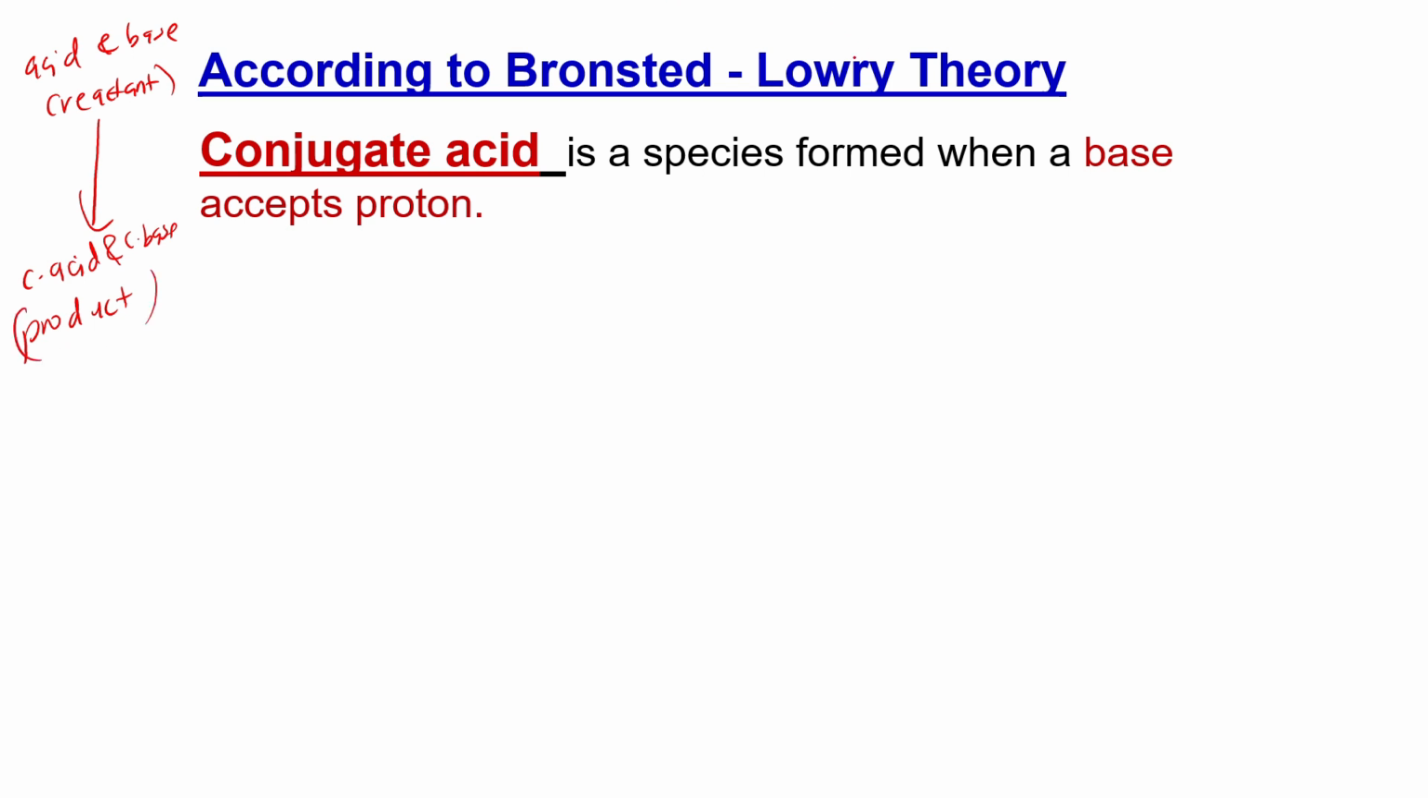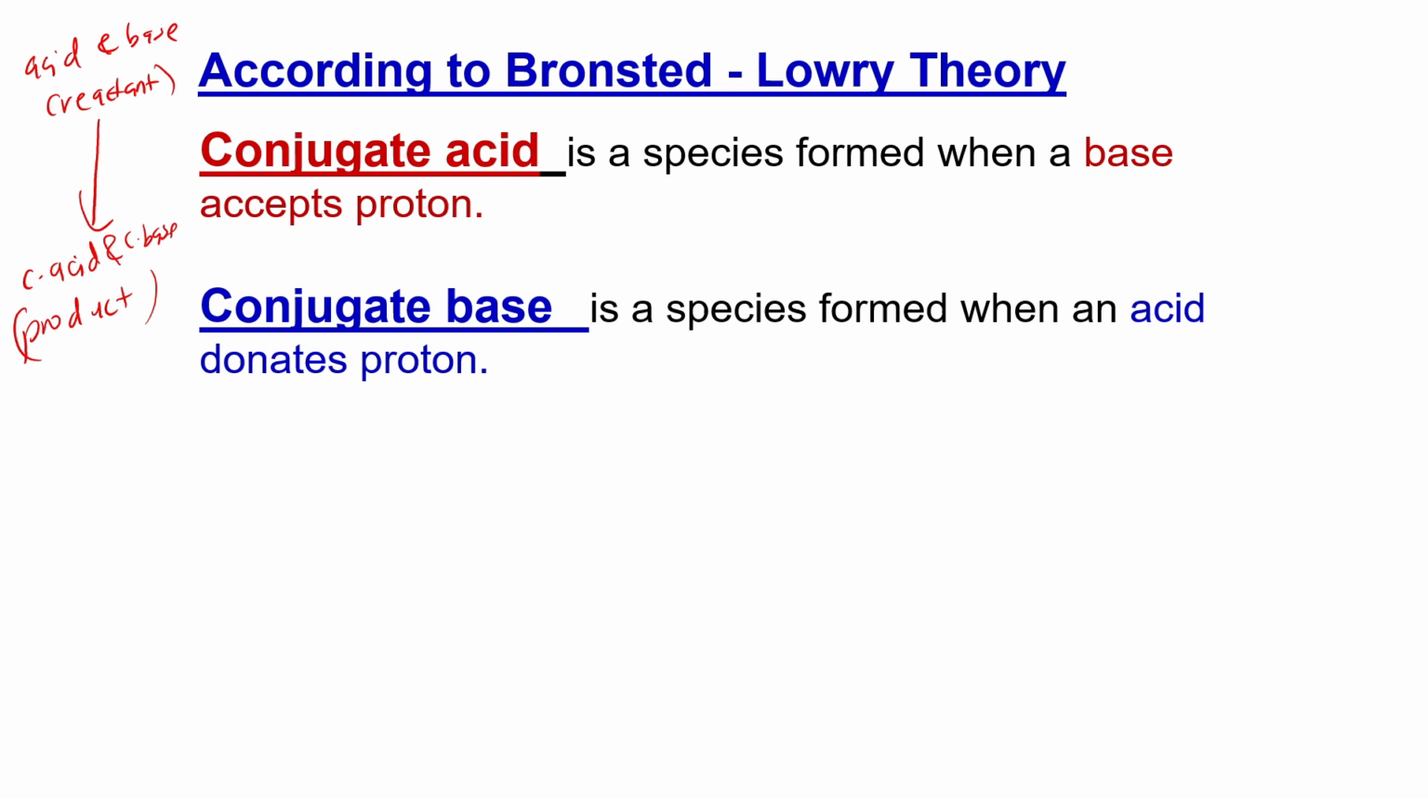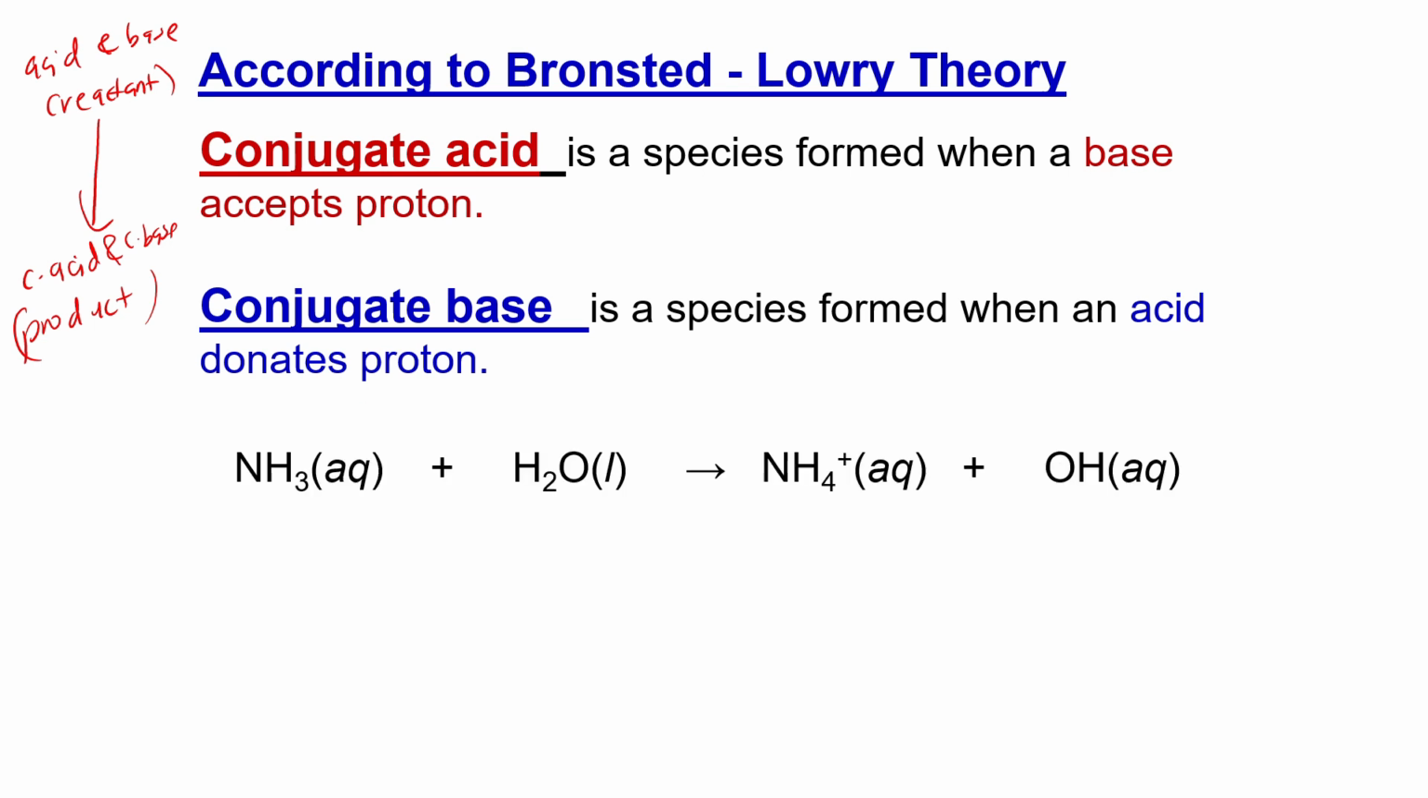So definition for conjugate acid, a species formed when a base accept a proton. Okay, pairing kepada base. So kalau conjugate base, dia ialah a species formed when acid donate a proton. Okay, pairing untuk acid. Okay, for example here kita tahu NH3 pairingnya ialah NH4+. H2O pairingnya ialah OH-. So dalam this equation, which one is an acid and which one is a base?